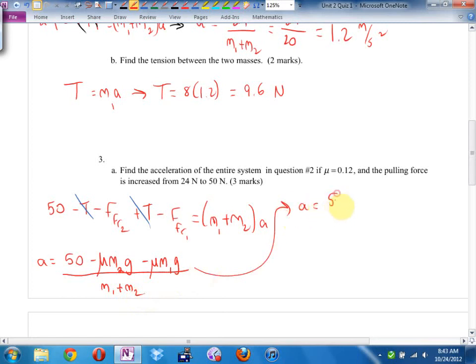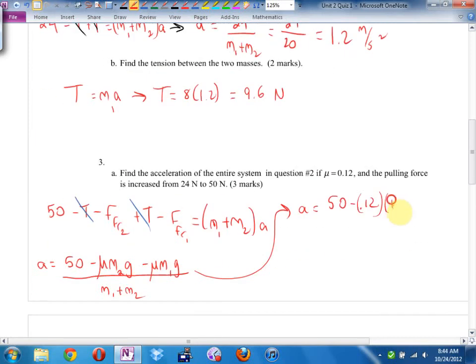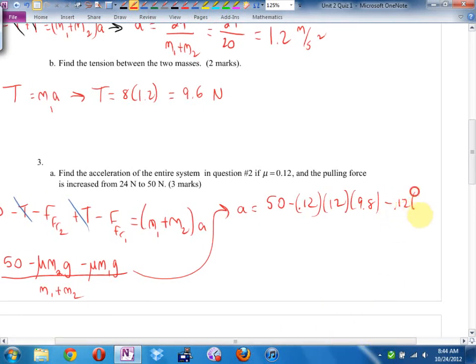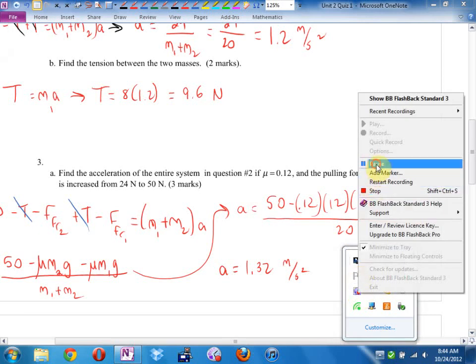The acceleration is going to be 50 minus 0.12 times 9.8 minus 0.12 times 8 times 9.8, all divided by, I'll add the masses together in my head, 20. What do we get? I have no idea what you said. 1.32. Anybody else? Yes, 1.32 meters per second squared. Pause for a second. Let's keep going.